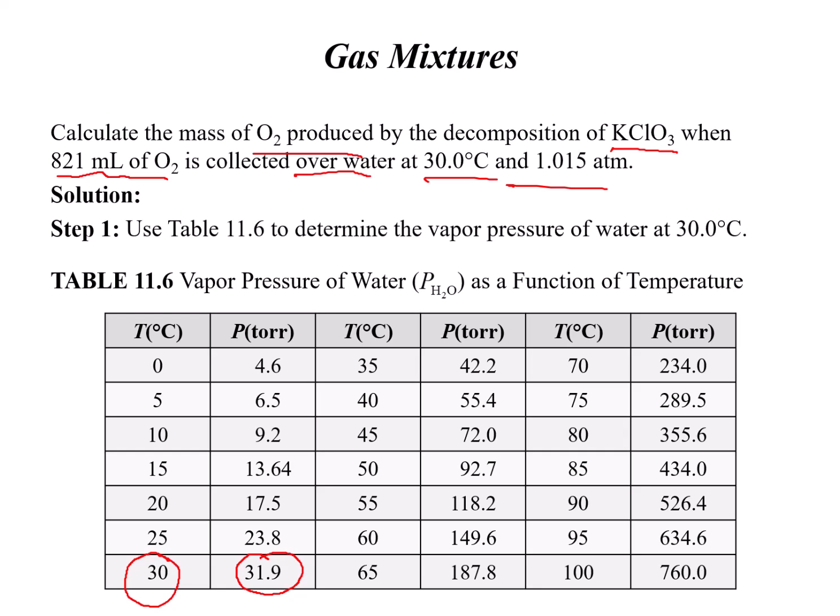Now, here's the problem. Our pressure here is in atmospheres. The pressure here is in torr, which is millimeters of mercury. That torr is going to have to be converted to atmospheres. You go, how do I do that? Well, at the beginning of this chapter, you know that 1 atmosphere is equal to 760 torr.